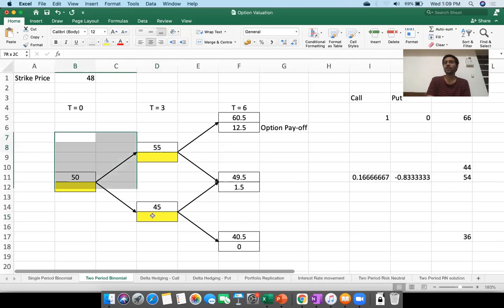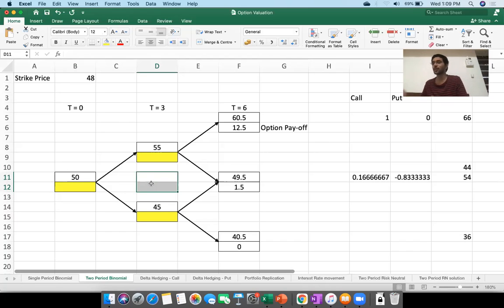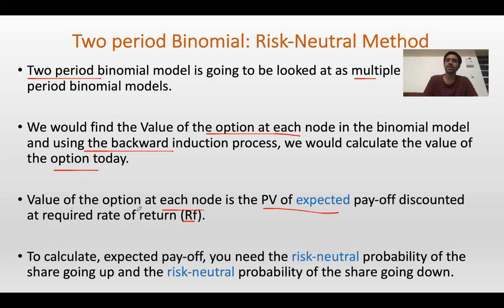Then when we look at this binomial model, we have some value of the option at the upper node and some value of the option at the bottom node. We will calculate the expected value of the option at t equal to 3, and we will discount this expected value to today's terms using the risk-free rate for a period of 3 months again. Because the expected value of the option is standing at t equal to 3 now, what we need to use is just the discount rate for a period of 3 months only. So we are going to calculate the value of the option today. Just like how we did under the single period, we are going to calculate the value of the option at each node as the present value of expected payoff discounted at the required rate of return.